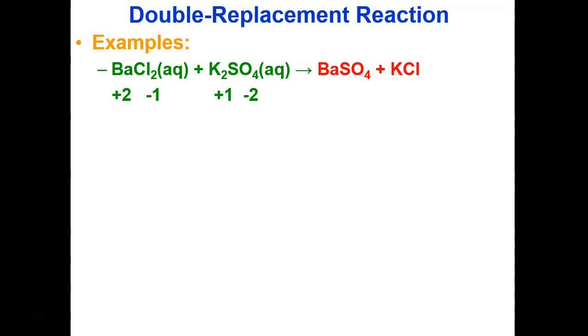All right, so be careful that you combine cations with anions. So barium can't combine with potassium because they're both cations. It has to combine with sulfate. Since barium is +2 and sulfate is -2, I need one of each to make a neutral compound. So the formula is BaSO4. When potassium combines with chlorine, I need one of each because they're +1 and -1. So the formula is KCl. All right, let's look at one more example together.